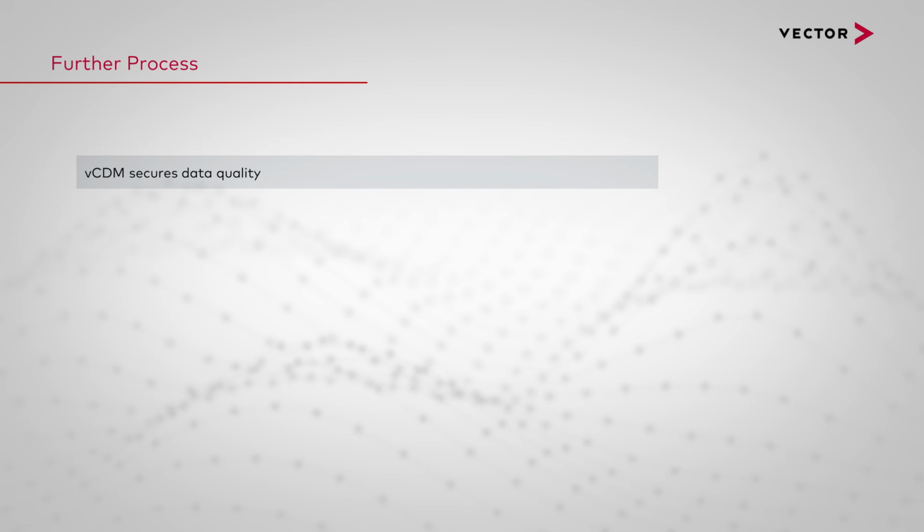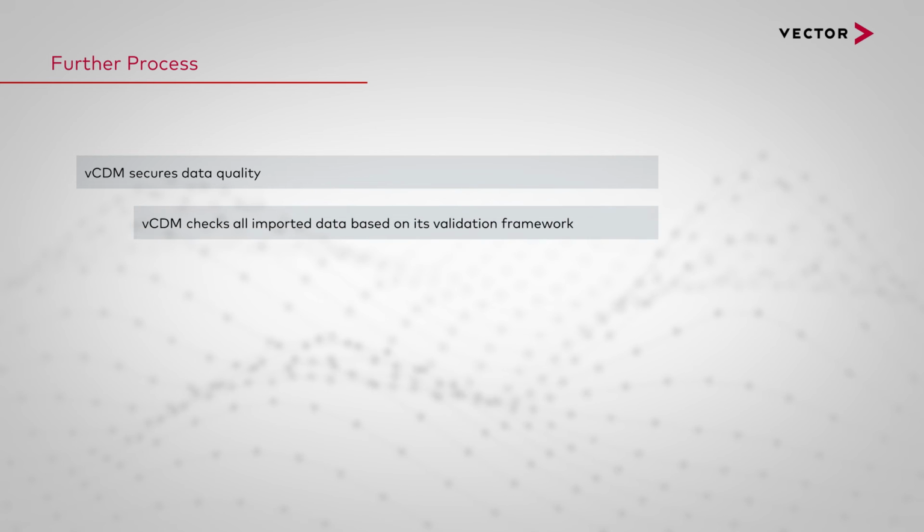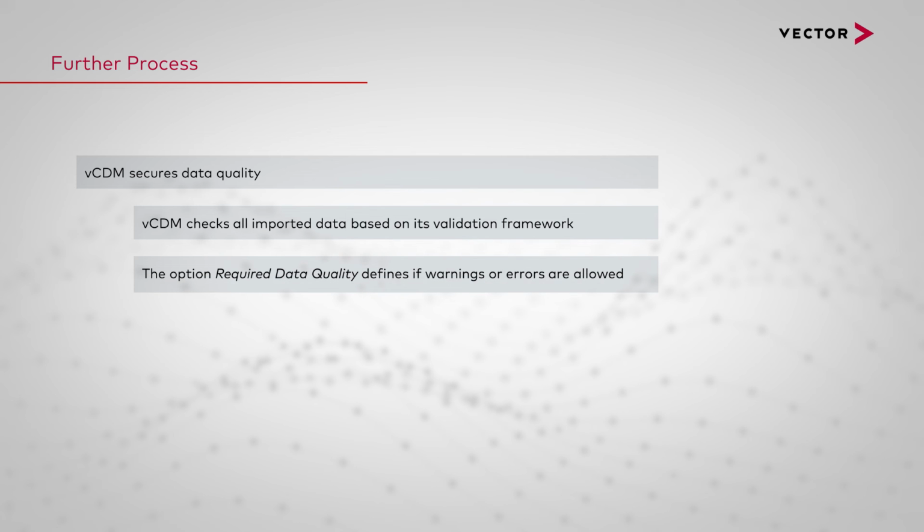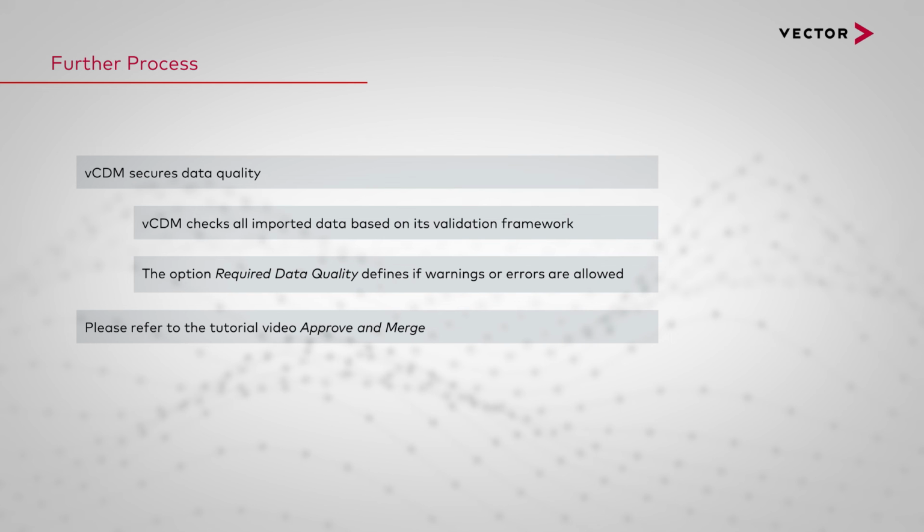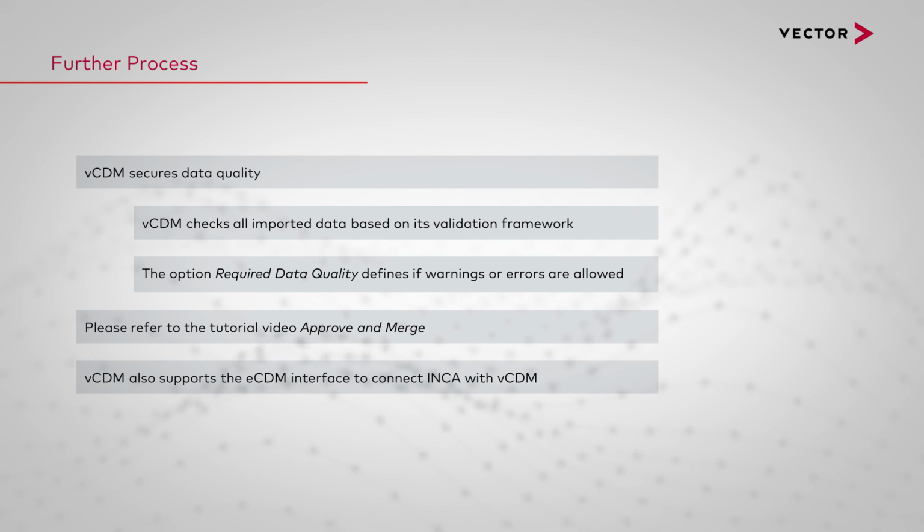vCDM helps you to secure data quality. It checks all imported data based on its validation framework. The option Required Data Quality defines if warnings or errors are allowed. Please also refer to the tutorial video Approve and Merge. vCDM also supports the eCDM interface to connect INCA with vCDM.